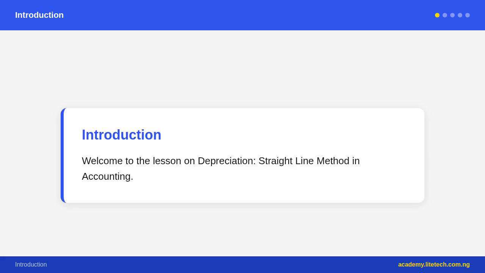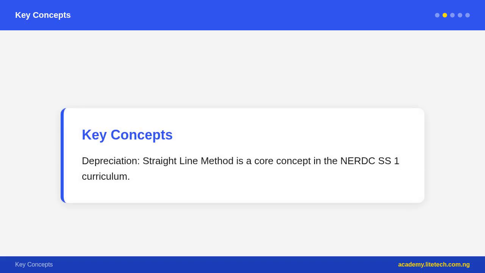Methods of depreciation. 1. Straight line method, today's topic. 2. Reducing balance method, next lesson. 3. Unit of production method. 4. Revaluation method. 5. Sum of years digits method. The straight line method, a fixed installment method.